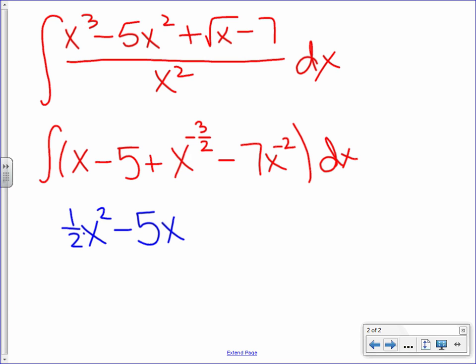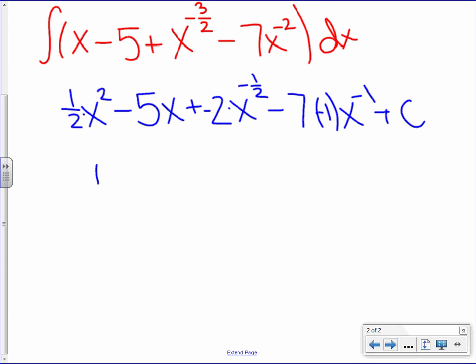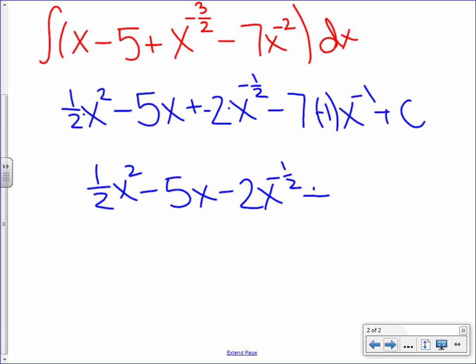Do you agree with negative 5x? Yes. What does this power become? Negative 1/2. And this becomes times negative 2 over 1. Minus 7 times x goes to the negative first, and we multiply by negative 1. So we have 1/2 x squared minus 5x minus 2x to the negative half plus 7x to the negative first plus C.